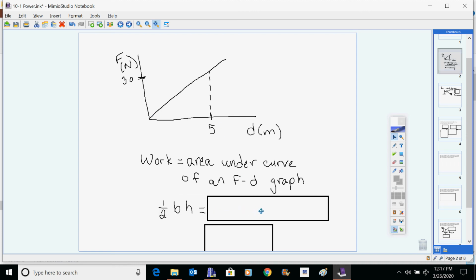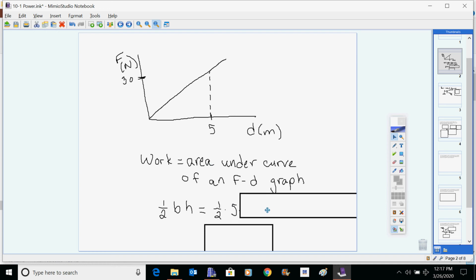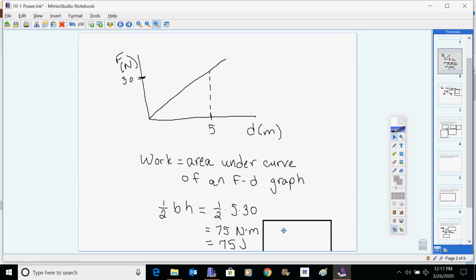So what we use is our half base times height to find the area under the curve for a triangle. Base 5, height 30, and that would end up giving you the work for this, which would be 75 newton meters, otherwise known as 75 joules. So 75 joules of energy would be happening for this constantly changing force that was being applied.